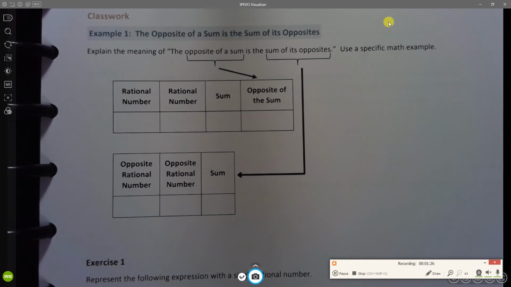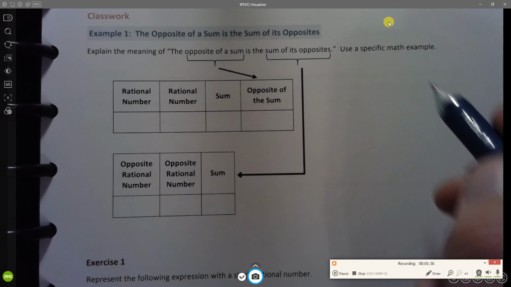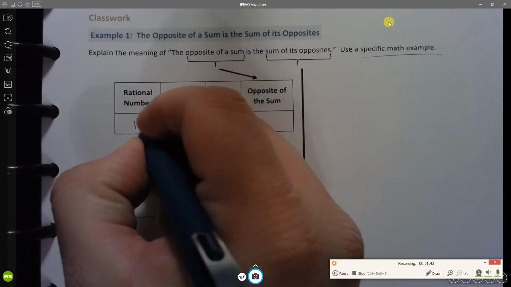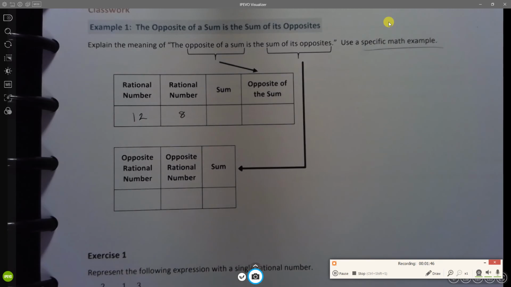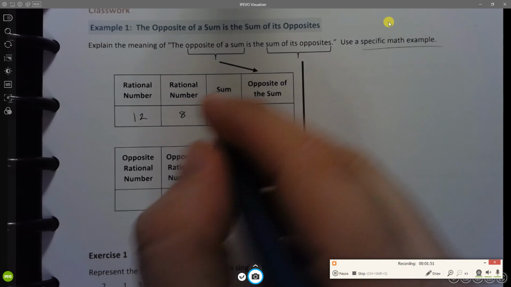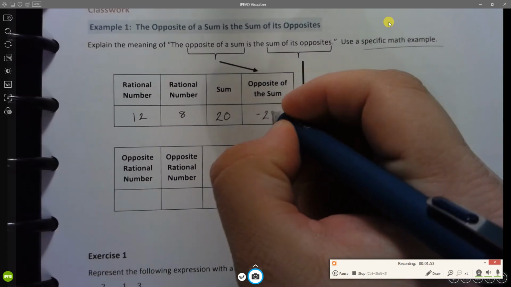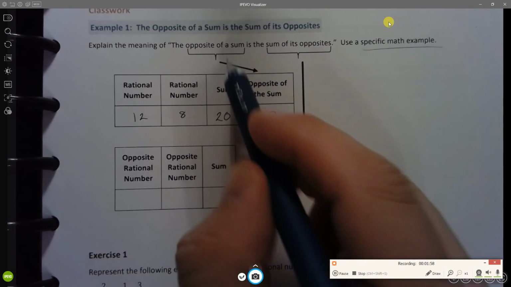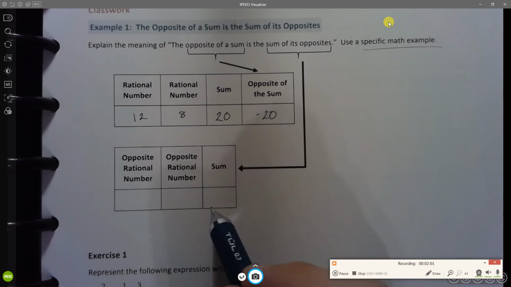All right, so we're going to explain this in a way that makes things a little easier. The meaning of the opposite of a sum is the sum of its opposites. So we're going to use a specific math example. The first thing that I like to play with is fun numbers, okay? So I'm thinking 12 and 8. Well, 12 plus 8, that sum is 20. The opposite of 20 is a negative 20. Now, that's the opposite of a sum. Now, that opposite of a sum is equal to the sum of its opposites.